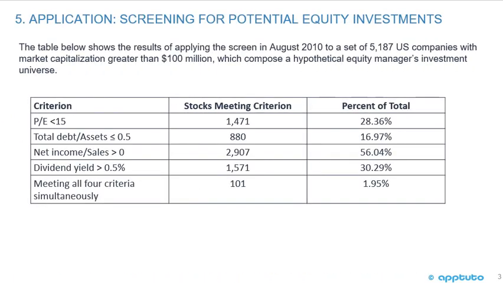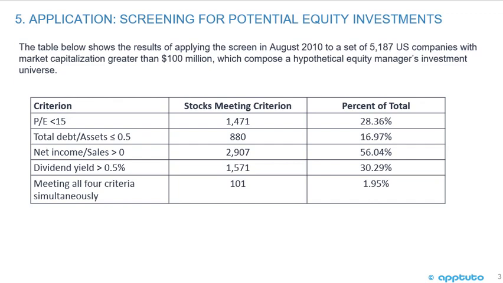So here's just an example. The table below shows the results of applying the screen in August 2010 to a set of 5,187 U.S. companies with market capitalization greater than 100 million, which compose a hypothetical equity manager's investment universe. So you can see that we have the criterion on the left-hand side, the stocks meeting the criterion, and the percentage of the total. So the first criterion is a PE less than 15.